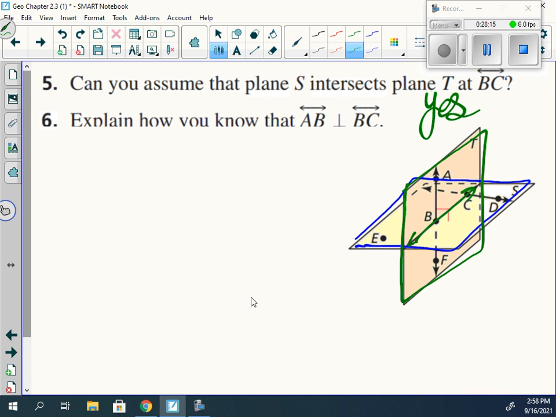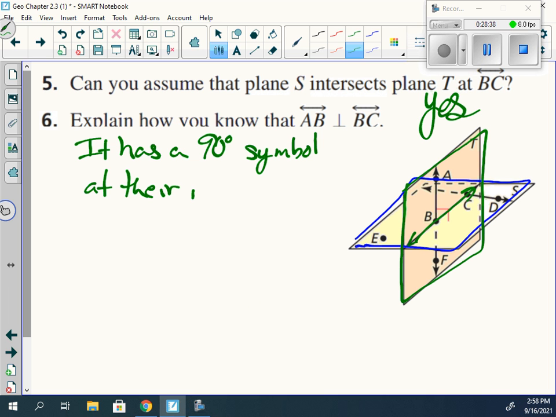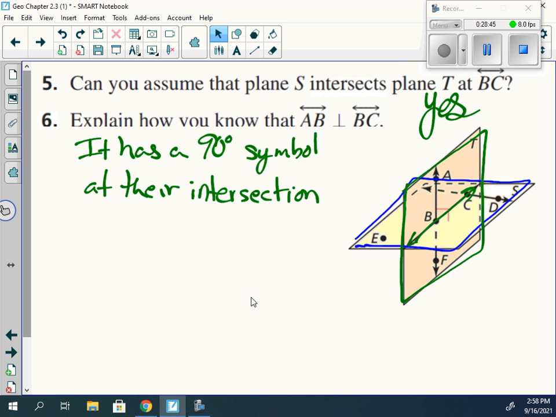Explain how you would know that lines AB and BC are perpendicular. A 90-degree symbol at their intersection. So where the two lines cross, there is a 90-degree symbol, a right angle symbol. So the two must be perpendicular.